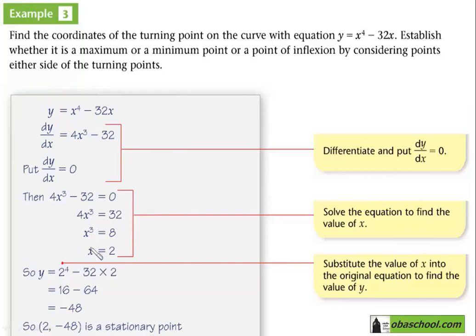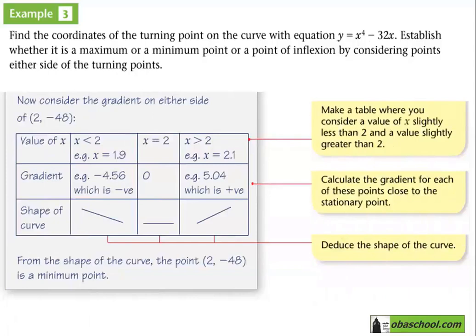Look at the book. We took dy over dx and we solved it. It equals 0. Then by factorization, x equals 2. And we found the value of y. The stationary point was (2, minus 48). Therefore, we considered the gradient on either side, and we took the points 1.9 and 2.1 in order to see how the curve looks. And then we deduced that it is a minimum point because it was decreasing and it stopped and then it increased again.